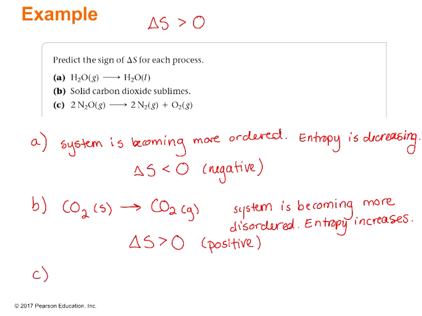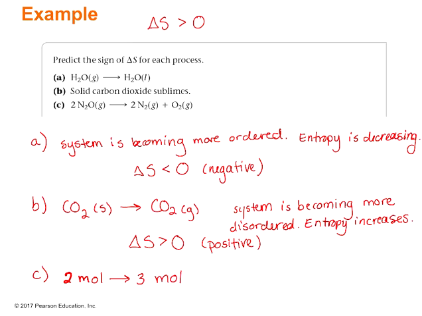Okay, now for C, we have 2N2O decomposing into 2N2 and O2. So for this particular reaction, what we're most interested in is how many moles of reactants we have and how many moles of product we have. So on the left-hand side, we have 2 moles. And on the right-hand side, we have 2 plus 1, so that would be a total of 3 moles.